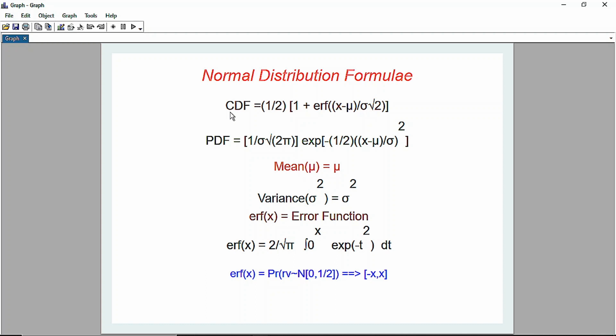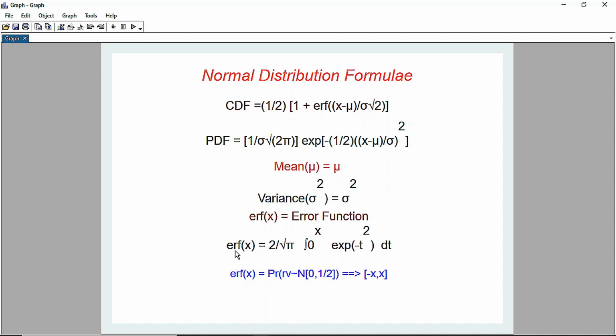And then to calculate the CDF of a normal distribution, we use 1 by 2 into 1 plus ERF. This is the error function, and this entire term acts as its variable. That is again the z score, x minus mu divided by sigma and square root of 2. So z score divided by root 2.